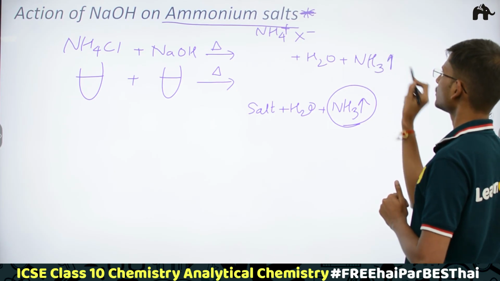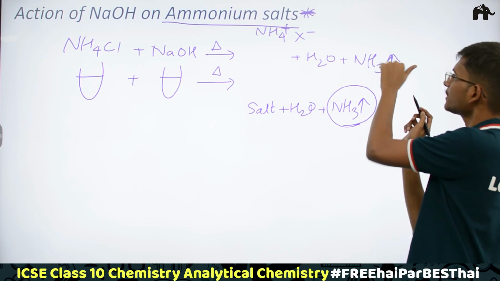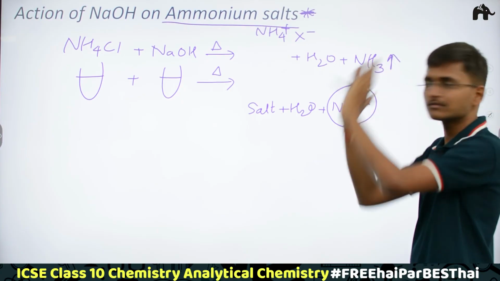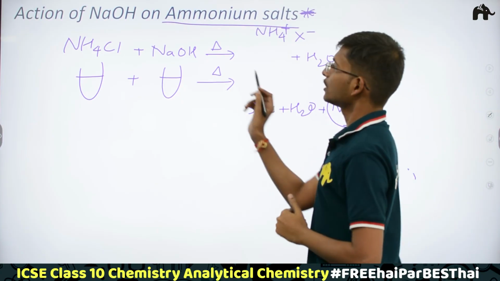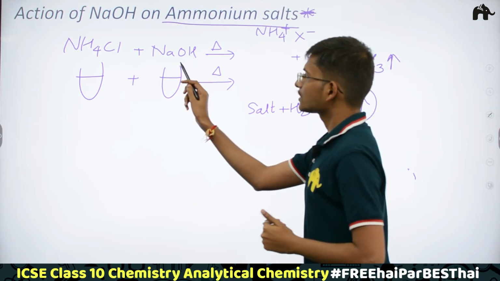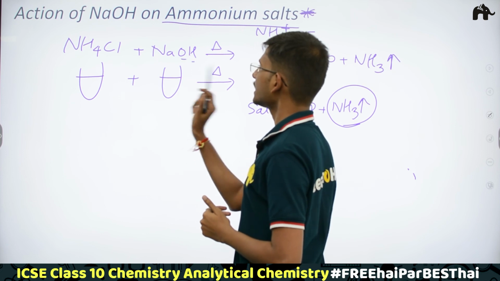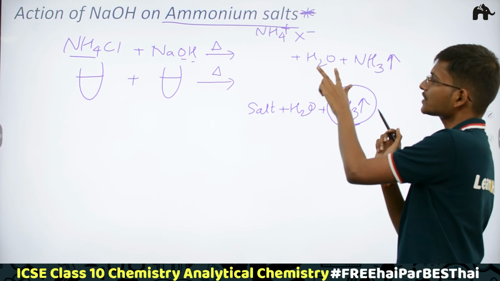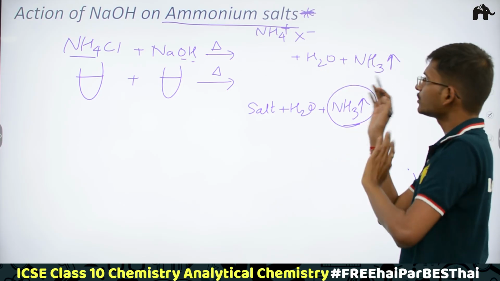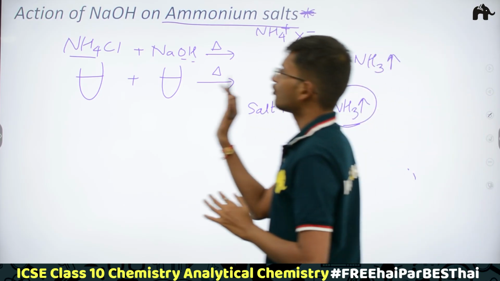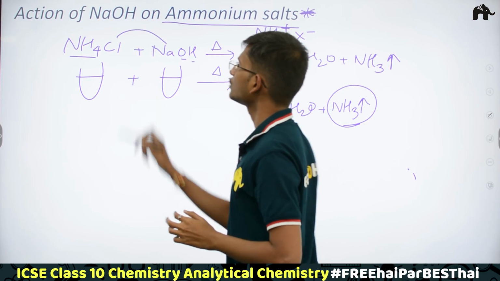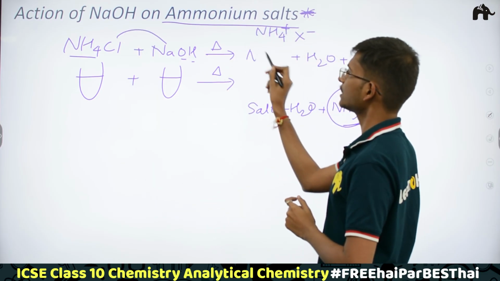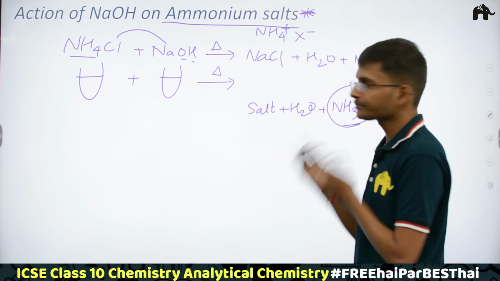Now liberation of a particular gas is shown by an upward arrow because it is going out. Now see what is remaining. Oxygen and hydrogen are involved in this water formation, NH4 is involved in this ammonia gas release. So what is remaining? Sodium and chlorine, right? So make a salt, sodium chloride.